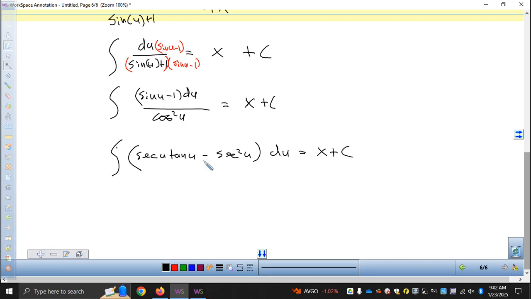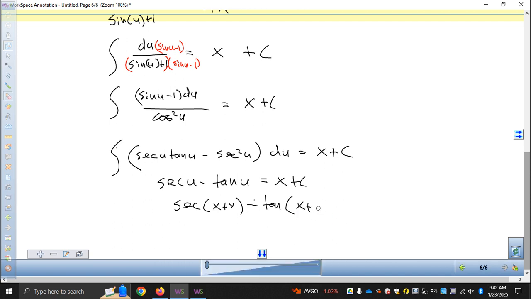And these are nice known integrals. Secant u minus tangent u equals x plus c. Finally back substitute, and we get secant of x plus y minus tangent of x plus y, back substituting, equals x plus c.